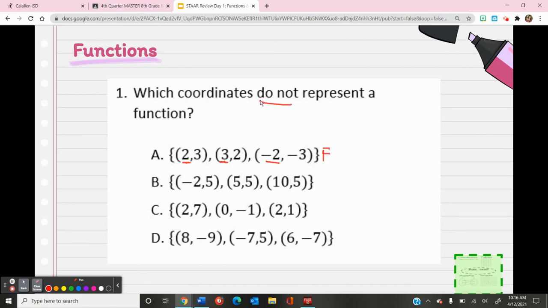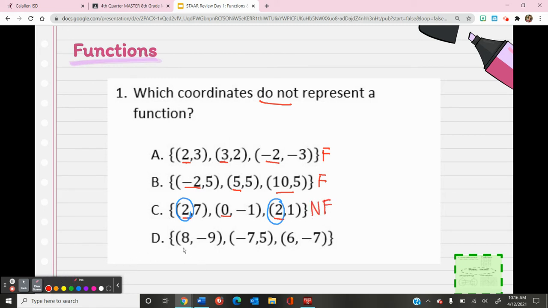And again, I'm looking for one that does not. Then I go down to B. Again, I'm going to look at my x values. So I have a -2, a 5, and a 10. None of my x values repeat, so this is a function. For C, I have 2, 0, and I have another 2. So since I have two 2's for my x values, this tells me that C is not a function.